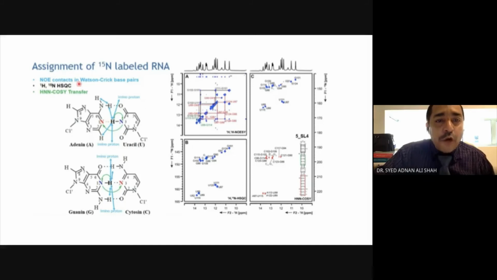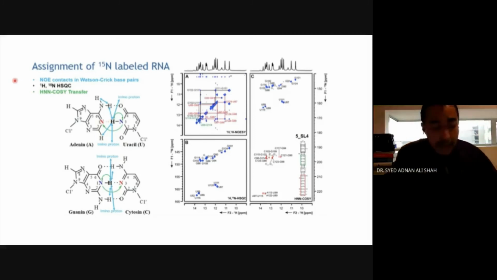So all the imino protons give the correlation. This is the complex spectrum of RNA, but it gave a lot of information about the bonding between the adenine and uracil and the guanine and cytosine. The imino part gives the information about what the bonding is and what the structure of the RNA is.